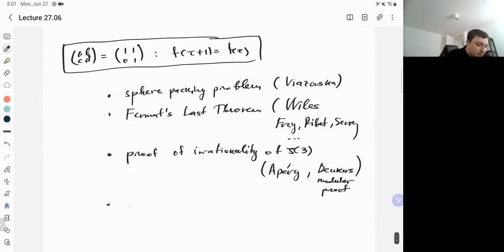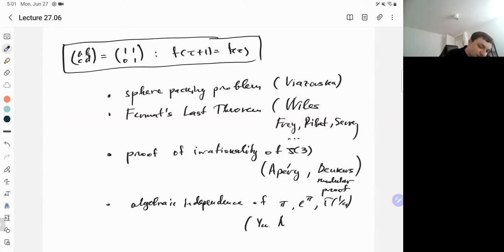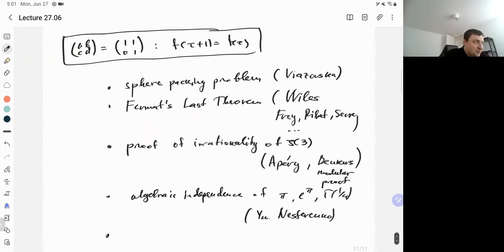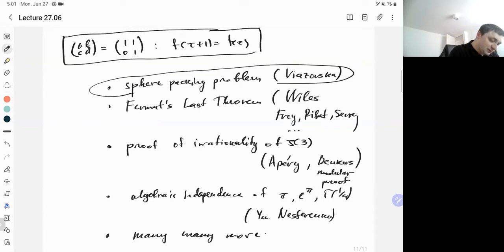And there are a few other examples, for example, algebraic independence of pi, e to the pi, and gamma of 1/4. This is due to Nesterenko. What else? Well, maybe more number theoretic applications, but there's many more. But perhaps for the summer school, the main thing is this. And I already kind of spoiled that energy minimization, but these two developments are closely connected in R8 and R24.